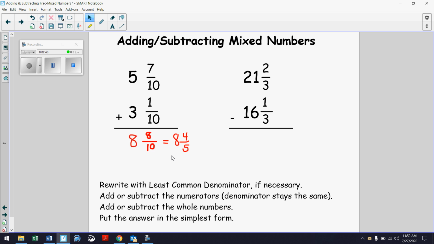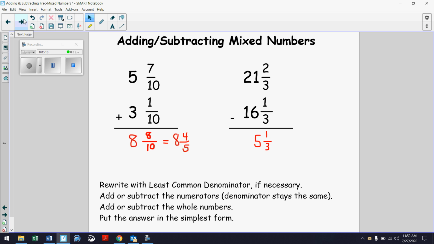So almost the exact same steps, just adding in, taking care of the whole numbers. Over here with the subtraction problem, we have common denominators, so we just need to subtract the numerators, keep the denominator the same, and then subtract the whole numbers. Our answer is already in simplest form, so we're done with that one.